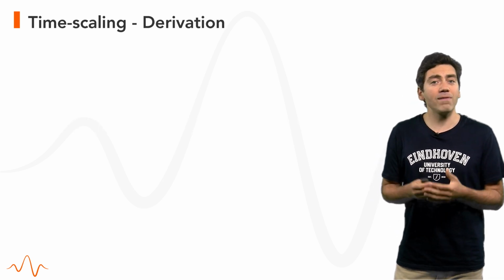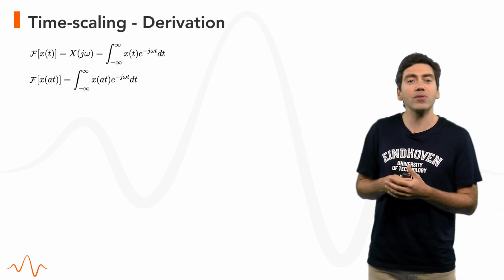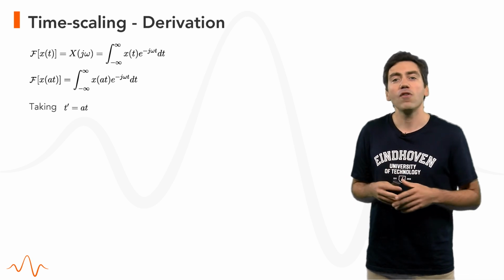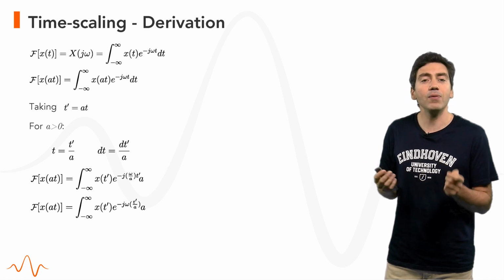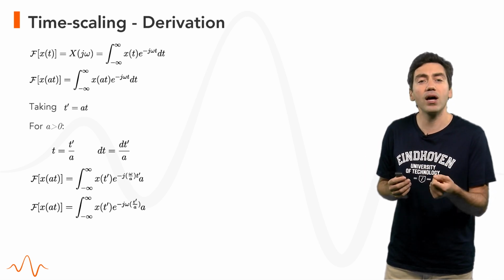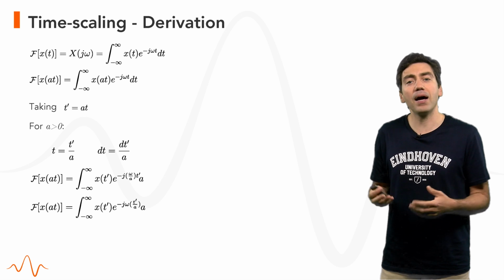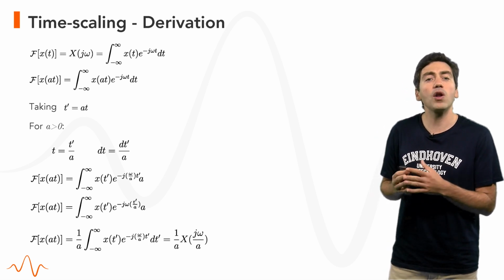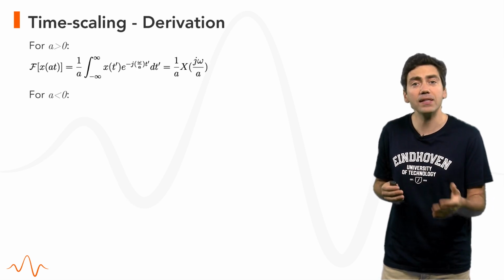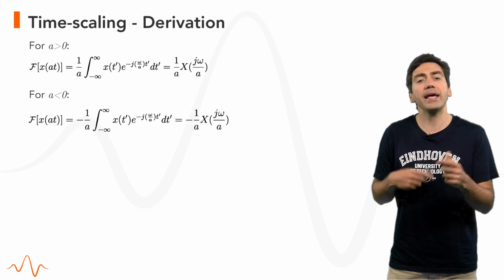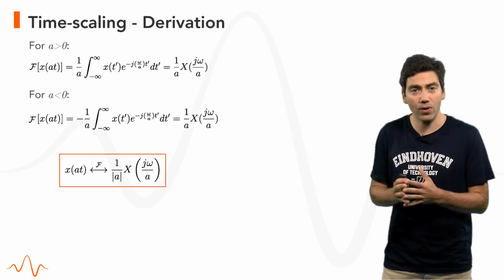This property is also very easy to derive mathematically. If we plug x of at into the Fourier transform formula and apply the change of variables t prime equals a times t, let's start with positive a, we get the same limits of integration from minus infinity to plus infinity, and dt is equal to dt prime over a. So we must replace t by t prime over a, leading to the formula 1 over a times capital X of j omega over a. Now, if a is negative, the limits of integration will switch, and to switch them back, we need to multiply by minus 1, and this is why we see the absolute value in the formula.